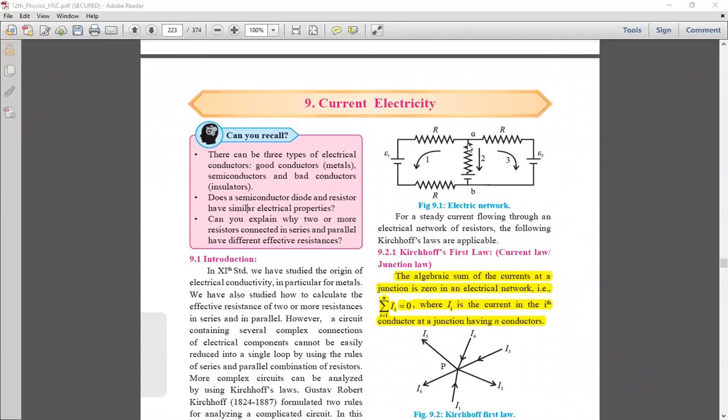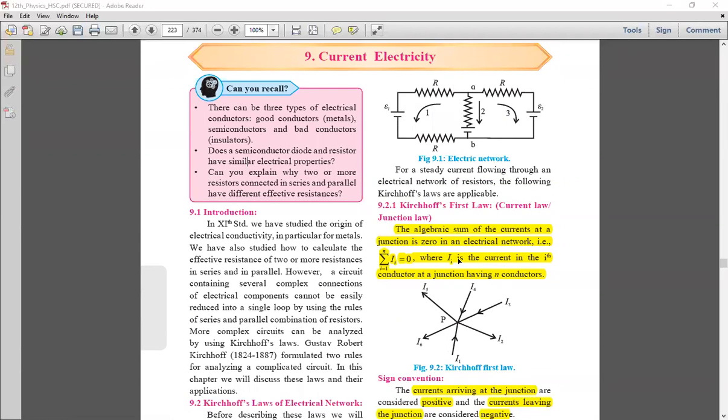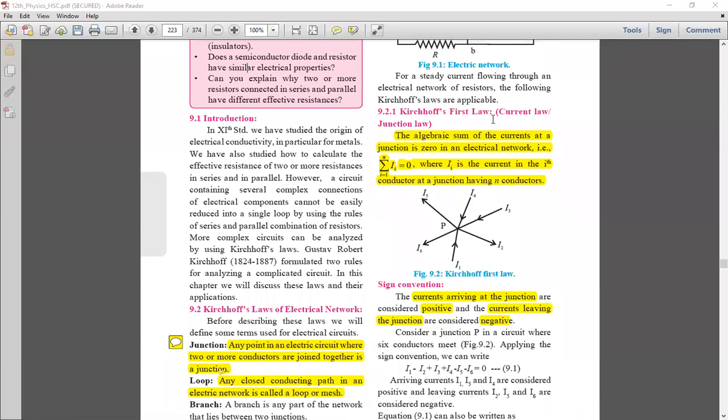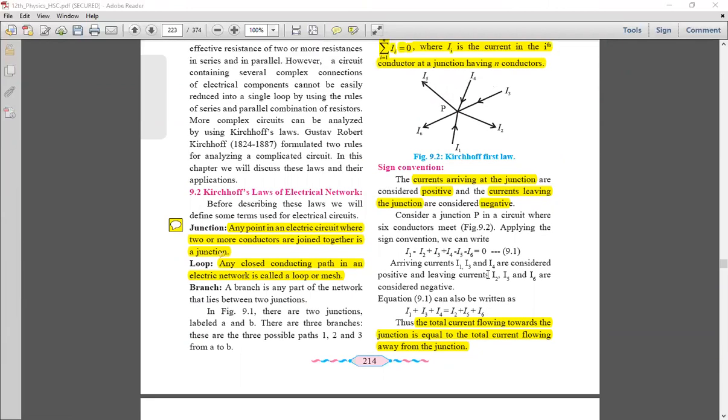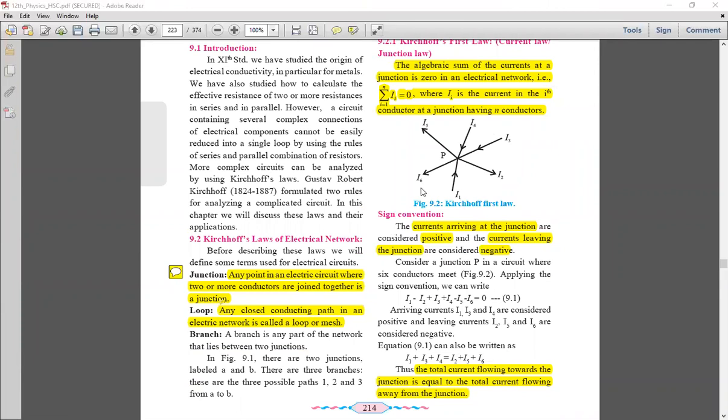Here there are two junctions A and B, three paths, and three loops: one loop, two loops, and the bigger one is the third loop. We have seen Kirchhoff's first law. The statement is: the algebraic sum of all currents at a junction is zero. Or we can state the first law another way: the total sum of currents flowing toward a junction is equal to the sum of currents flowing away from the junction. We follow a sign convention: current flowing toward the junction is considered positive, whereas current flowing away from the junction is considered negative.